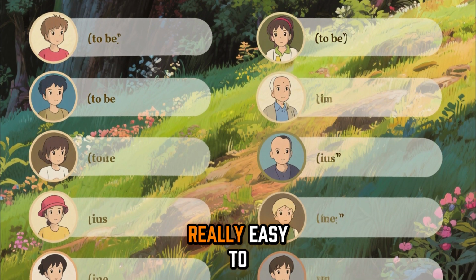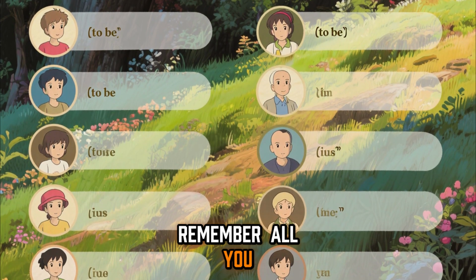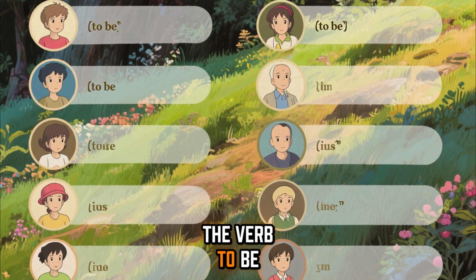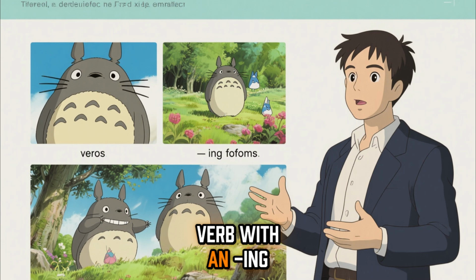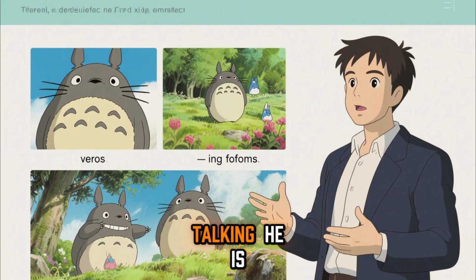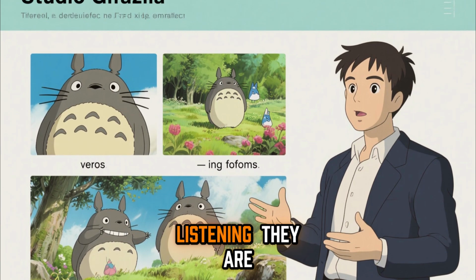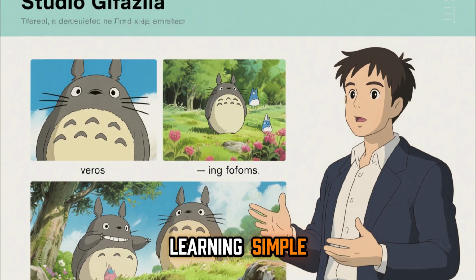The structure is really easy to remember. All you need is the subject, the verb to be, that's am, is, or are, and then the main verb with an -ing ending. So, I am talking. He is listening. They are learning. Simple, right?